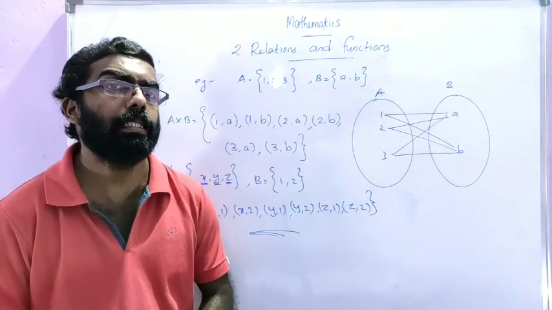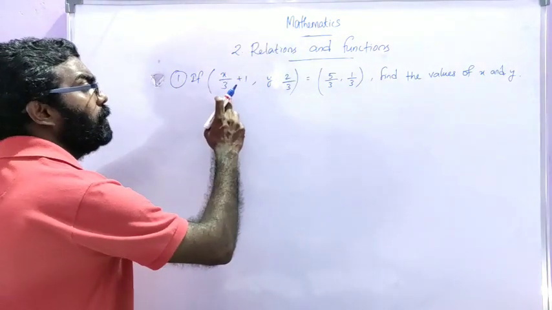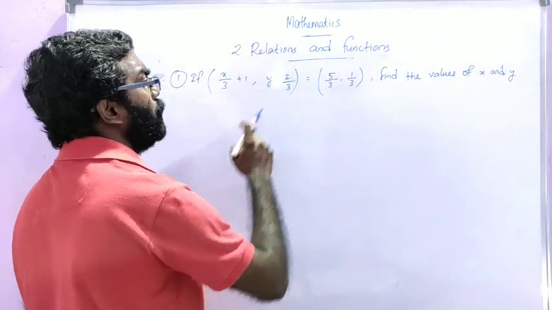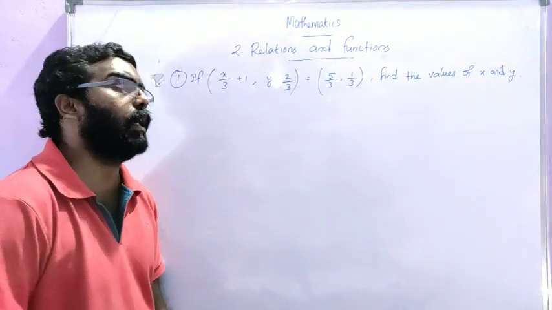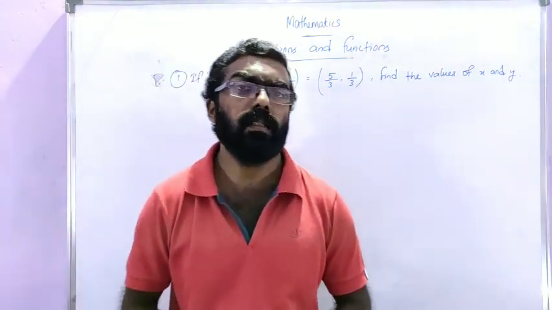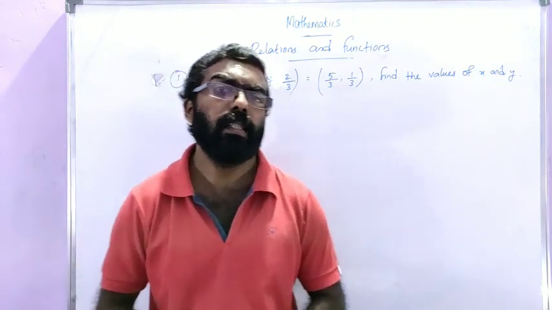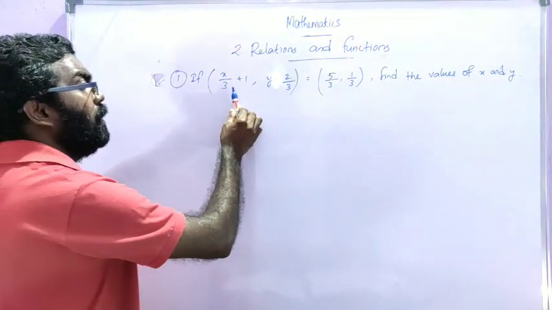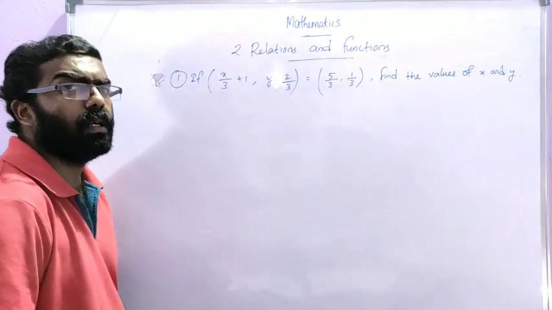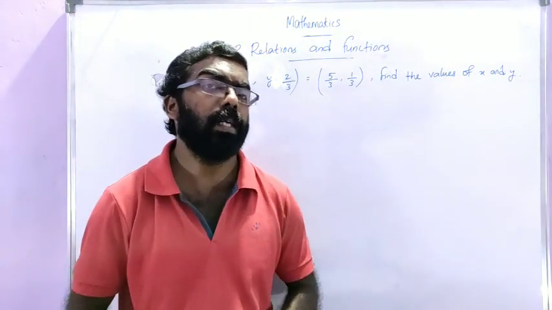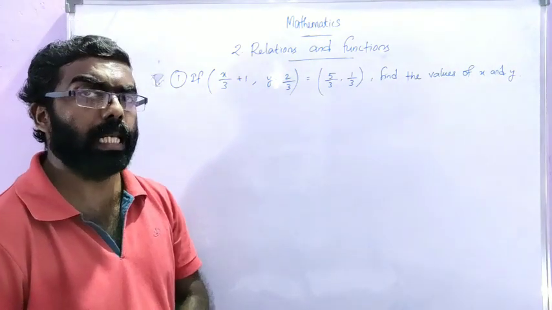Now we shall discuss exercise 2.1. Here the first question is, if (x by 3 plus 1, y minus 2 by 3) is equal to (5 by 3, 1 by 3), find the values of x and y. We have already discussed that two ordered pairs are equal if and only if the corresponding first elements are equal and the corresponding second elements are also equal. Then only we can say the ordered pairs are equal. Here it is given that these two ordered pairs are equal.